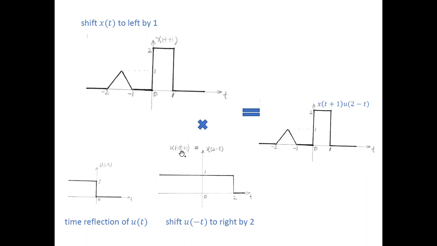So since we replace t with t minus 2, by definition, we are shifting u of minus t to the right by 2 units. This is what it is. Then what is the multiplication of this signal and this signal? Because this signal equals 1 everywhere for t less than 2, it keeps the original value everywhere t is less than 2. So 2 is here, everywhere left to it, we just keep it. It doesn't change. Everywhere to the right of t equals 2 is 0, but it doesn't matter because it's 0 anyway. So the result of x of t plus 1 times u of 2 minus t is actually the same as x of t plus 1. This is a very particular example.